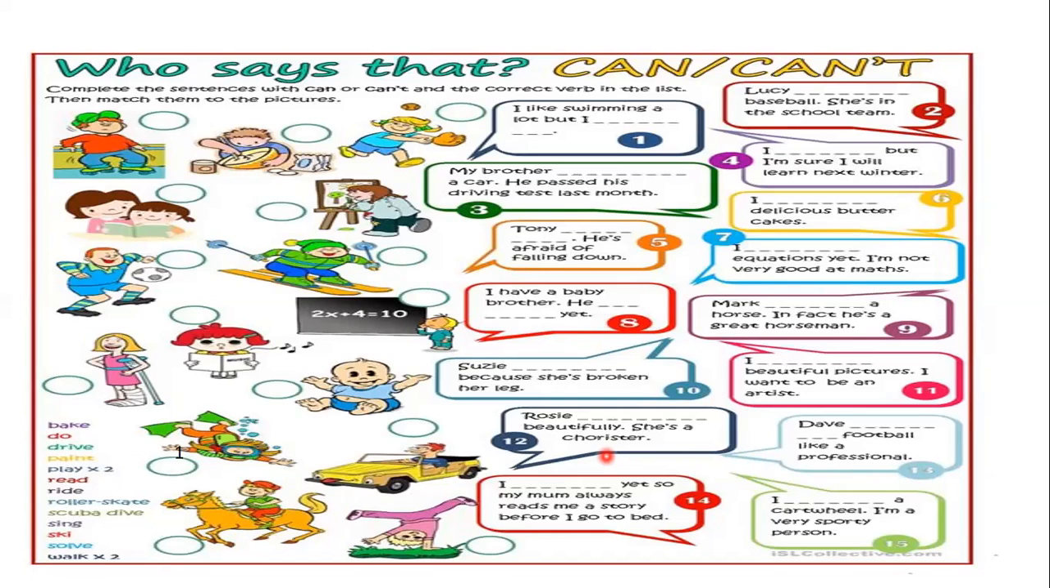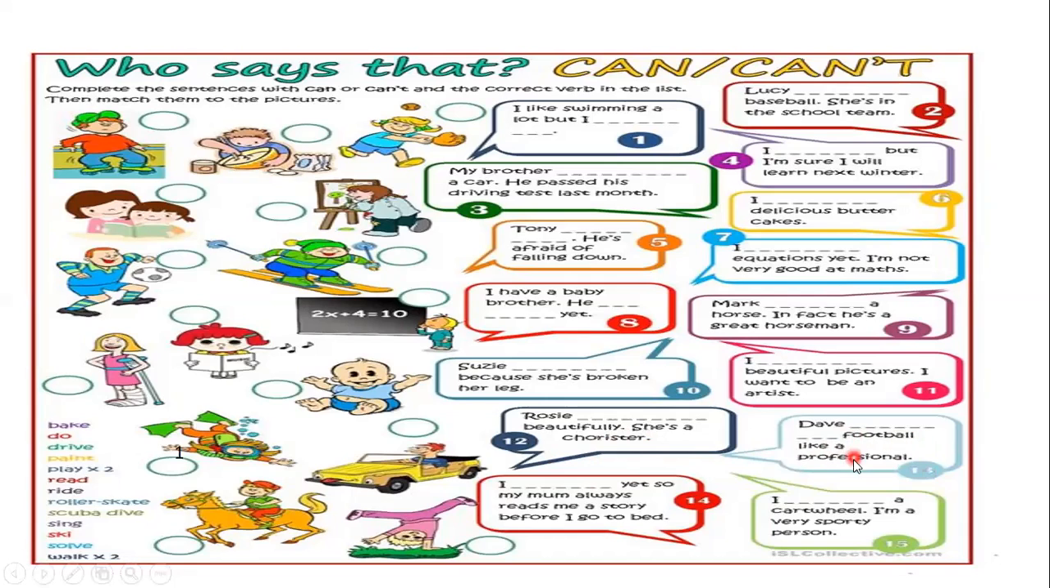Rosie sings beautifully, she's a chorister. So let's see where Rosie is. She's singing, right? So she can sing. Yes, sing. Rosie can sing beautifully. She's a chorister, right? Una corista. Yes, chorister. Okay, number 13.